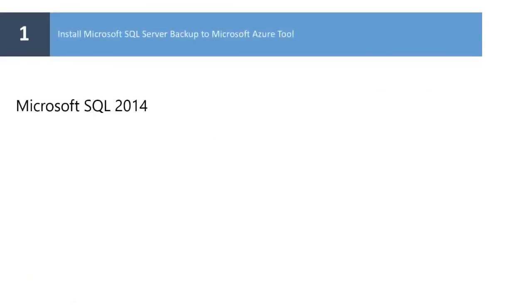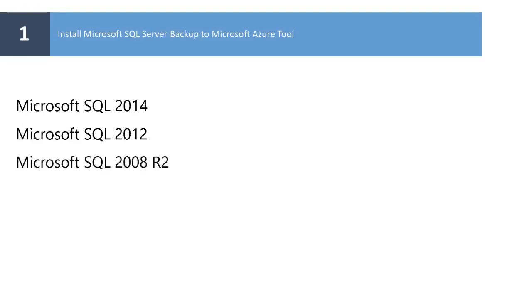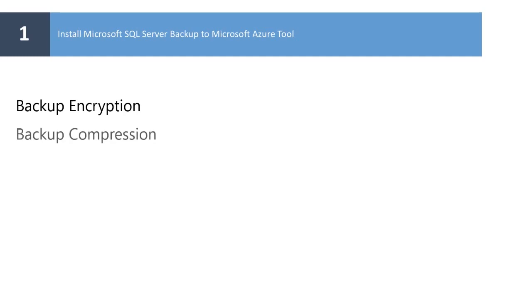Microsoft SQL Server 2014 and SQL Server 2012 SP1 have a built-in capability to backup to Microsoft Azure storage. The SQL Server Backup to Microsoft Azure tool provides the same functionality for older versions of SQL Server. This is interesting to know because Microsoft Dynamics NAV 2015 and NAV 2013 R2 are still often used with SQL Server 2008 R2. You can also use this tool to encrypt and compress your backups.